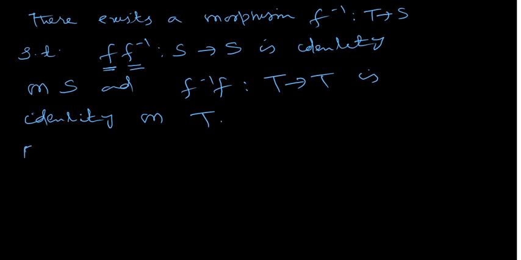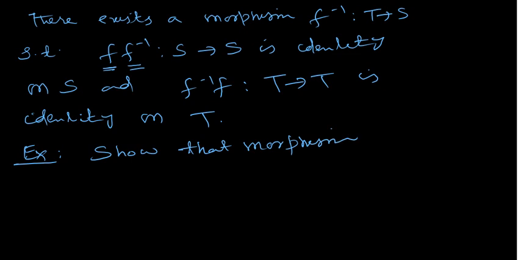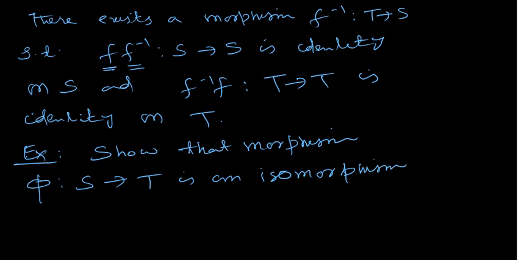So there is an exercise for you. Show that a morphism, it's very simple, a morphism phi between the semigroups S and T is an isomorphism if and only if phi is bijective. ये आपके लिए असाइनमेंट भी है, साथ साथ जो भी एक्सरसाइज होगी ना वो असाइनमेंट है.